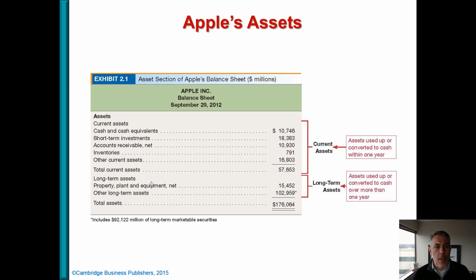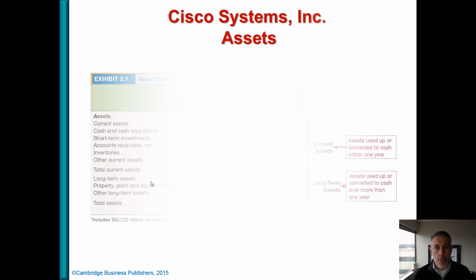Let's take a look at Apple's balance sheet here. You see the assets listed, broken down between current assets and long-term assets. Most of the major categories here: long-term assets, property, plant, and equipment. All told, Apple reported $176 billion in assets as of 2012, which is much higher now. Apple's one of the most profitable companies in the world, and also one of the largest.